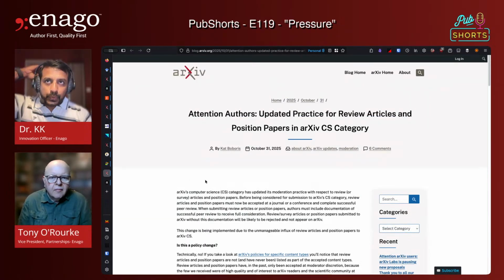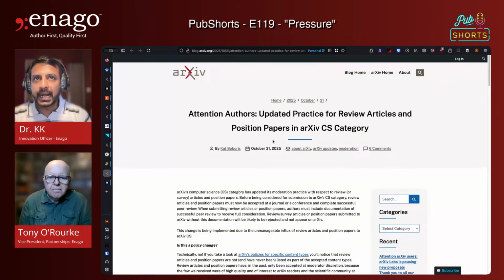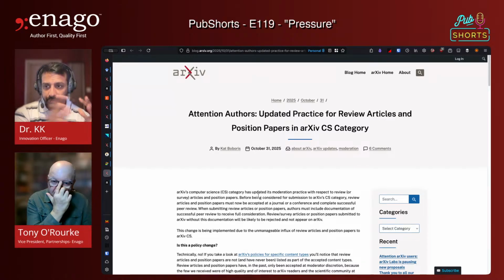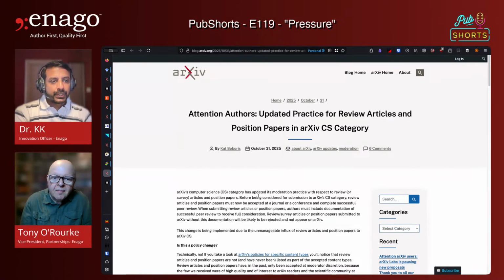And second last one: attention authors, updated practice for review articles and position papers in the arXiv CS category. This is one of two articles which are basically updates from arXiv. First of all, it brings to the attention of authors the practices for review articles, which are a specific article type. Authors need to provide proof of successful peer review while submitting papers, and papers that are submitted without these proofs are likely to be rejected.